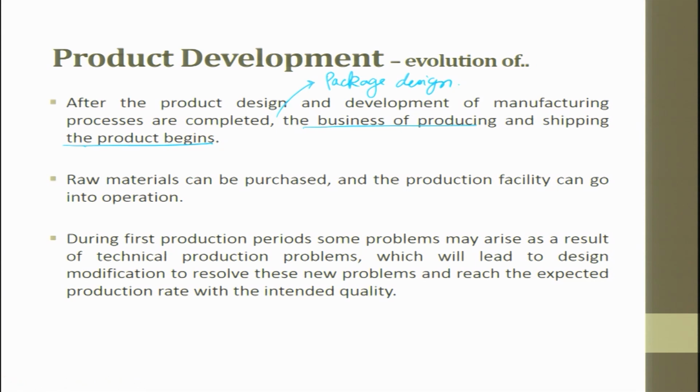So, the raw materials can be purchased and the production facility can get into operations. Okay. During the first production period, some problems may arise as a result of technical production problems, which will lead to design modifications to resolve these new problems and reach the expected production rate with the intended quality. So, this is also an important step.